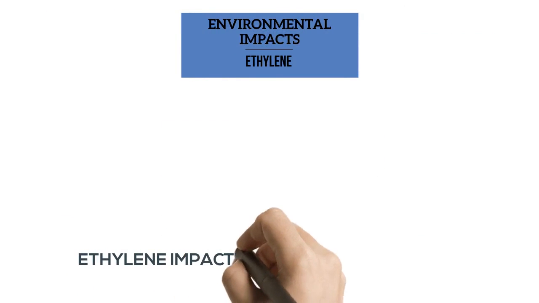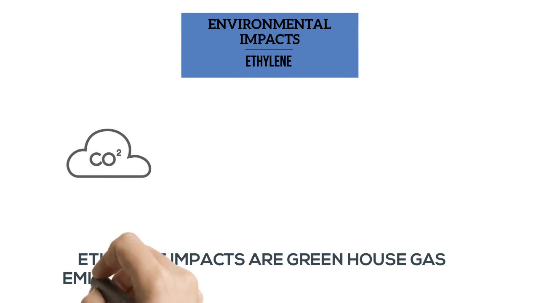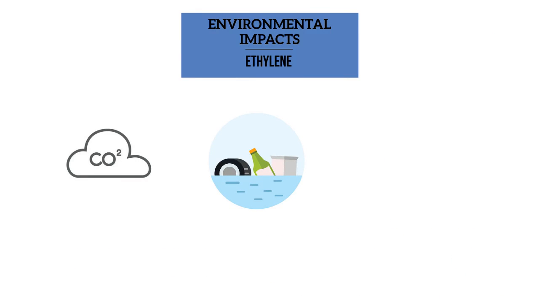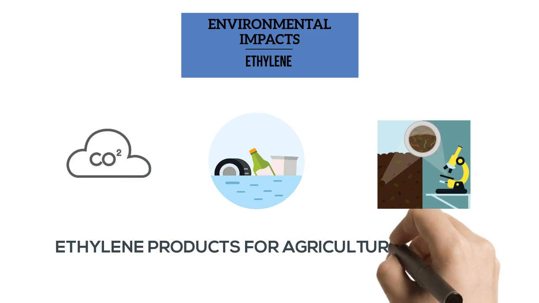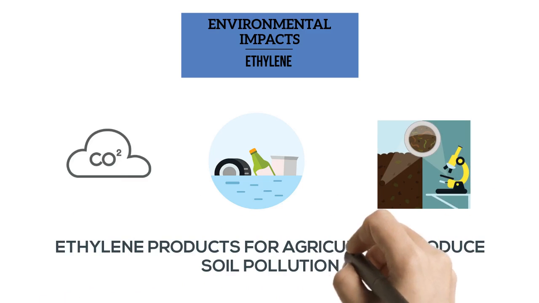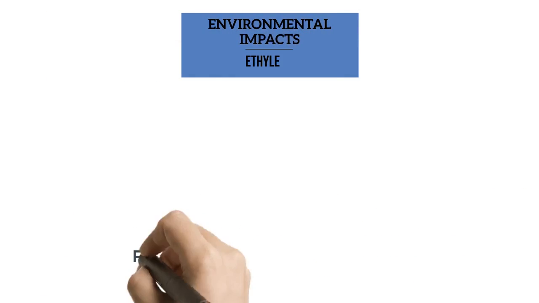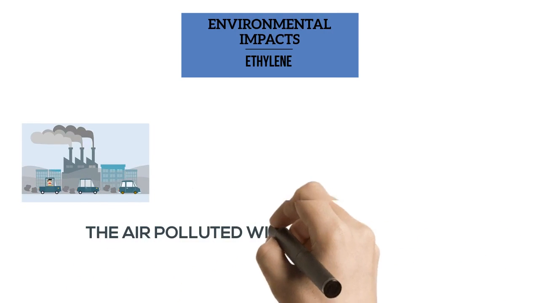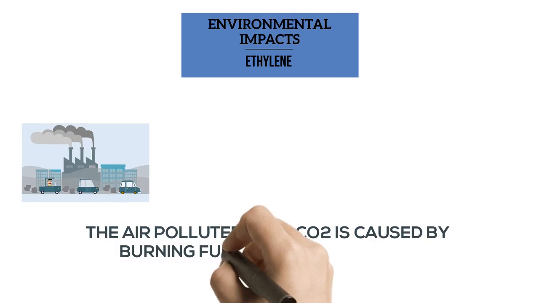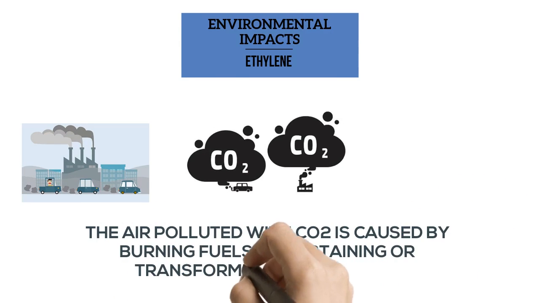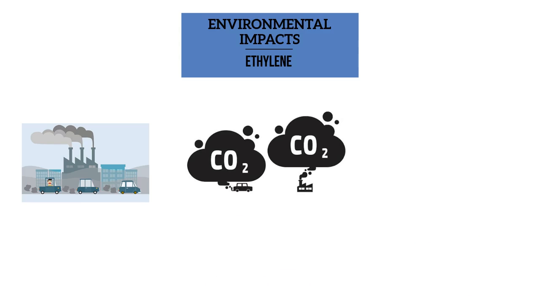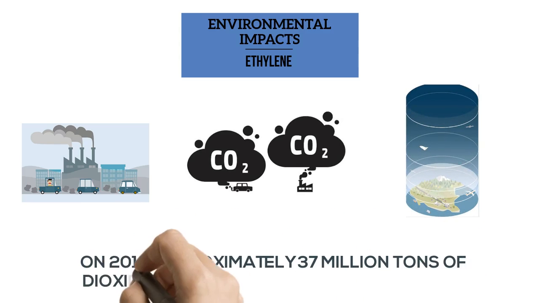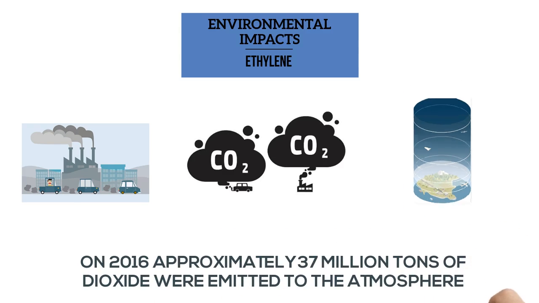Environmental impacts of ethylene production are greenhouse gas emissions, water pollution, among others. Ethylene produced for agriculture causes soil pollution. Fuels produce pollution both when used and produced. One of the most serious problems is air pollution with CO2. This is caused by burning fuels for obtaining or transforming the ethylene. In 2016, approximately 37 million tons of carbon dioxide were emitted to the atmosphere.